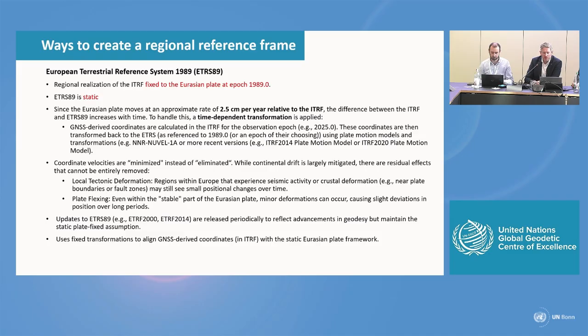So here's some examples. This is a summary for you to take away, but we just covered it then. The regional reference frame for Europe, we're talking about it being fixed to the Eurasian plate at an epoch of 1989. Static, 2.5 centimetres a year you were talking about. And to handle it, you need to apply some sort of model, kinematic model, plate motion model, whatever it might be. As Zahir mentioned, coordinate velocities are minimised. It took me a while to work out what that meant. They're minimised, they're not eliminated.